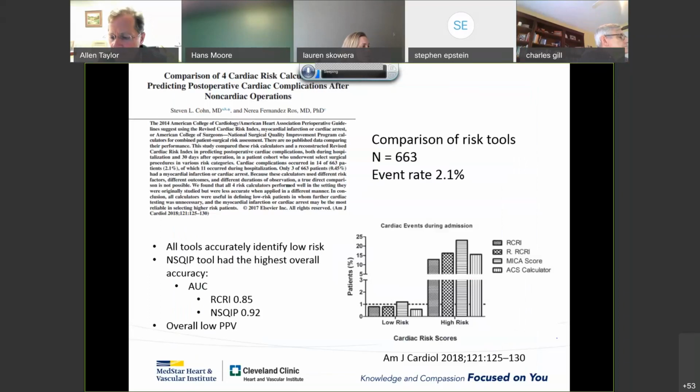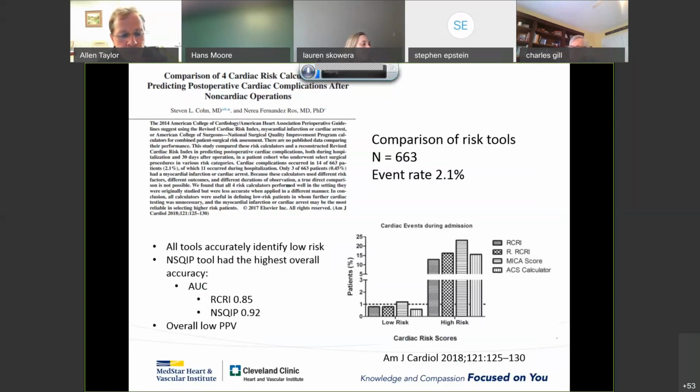And so there have been some direct comparisons of these different risk calculators. And here's one of a comparison of these risk tools in 663 patients who had an overall event rate of 2.1%. And they basically said that all tools accurately identify low risk. And you see in the graph there that in terms of the proportion of patients with actual events on the vertical axis that were considered low risk by these cardiac risk calculators, they all identify the low risk patient. They also all identify the high risk patient.